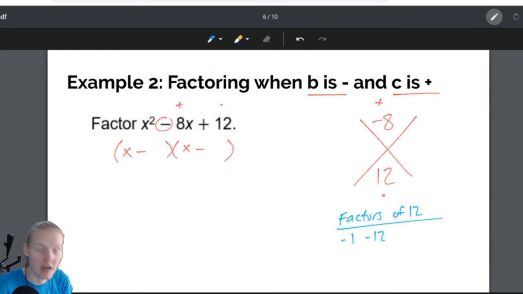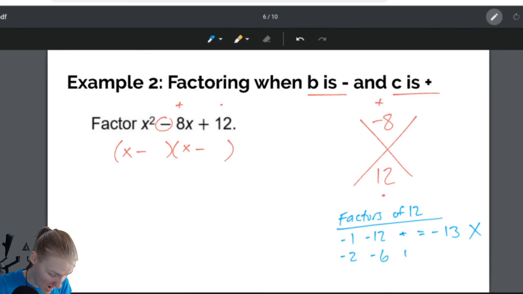So -1 and -12. If I multiply -1 and -12, I will still get positive 12. But if I add these together, I get -13. That's not what I want, so that one's not gonna work. Let's see. I also know that -2 and -6 are factors of 12, and if I add them together, I get -8, and oh, hey, that's what I wanted.